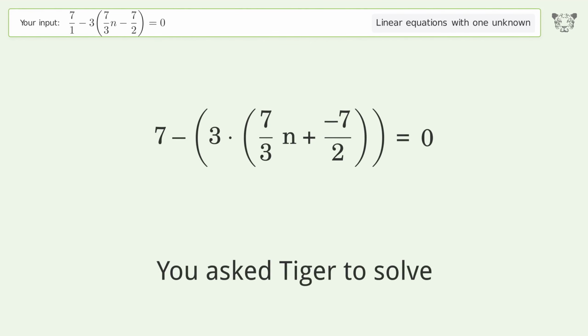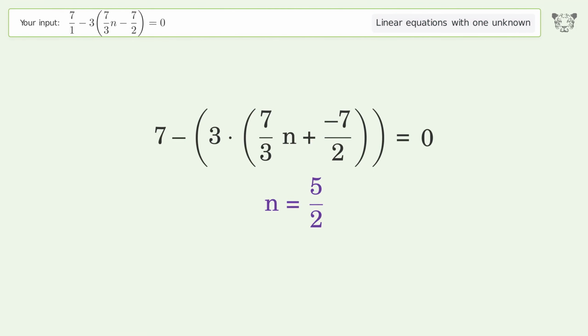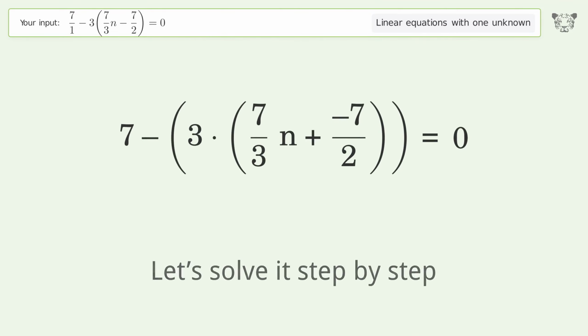You ask Tiger to solve. This deals with linear equations with one unknown. The final result is n equals 5/2. Let's solve it step by step.